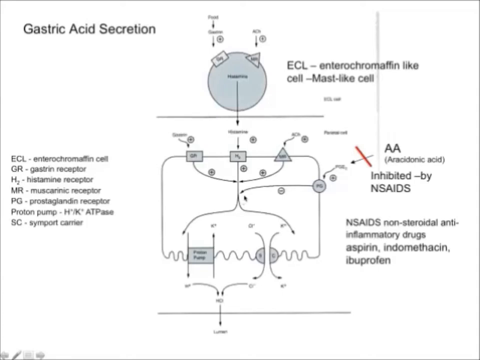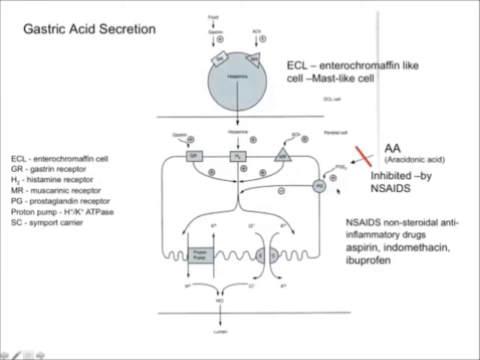The whole process of stimulation of the proton pump is, on the other hand, inhibited by prostaglandins. Prostaglandins are produced from arachidonic acid to produce prostaglandin E2, and that has a suppressive effect on the proton pump and lowers gastric acid secretion.